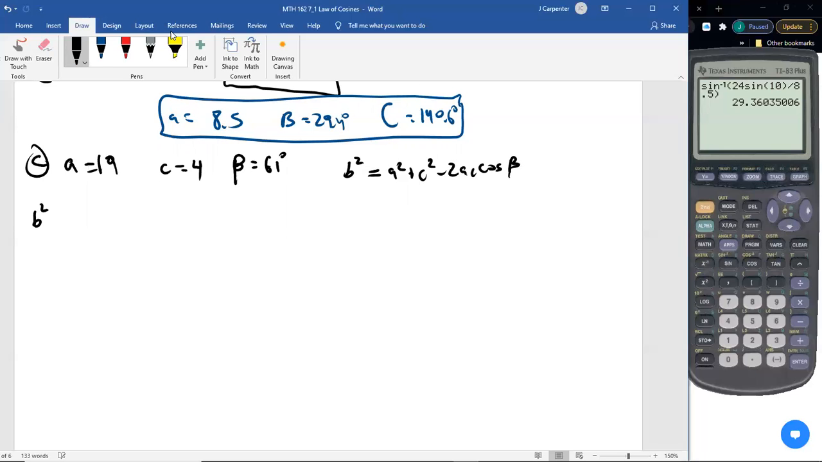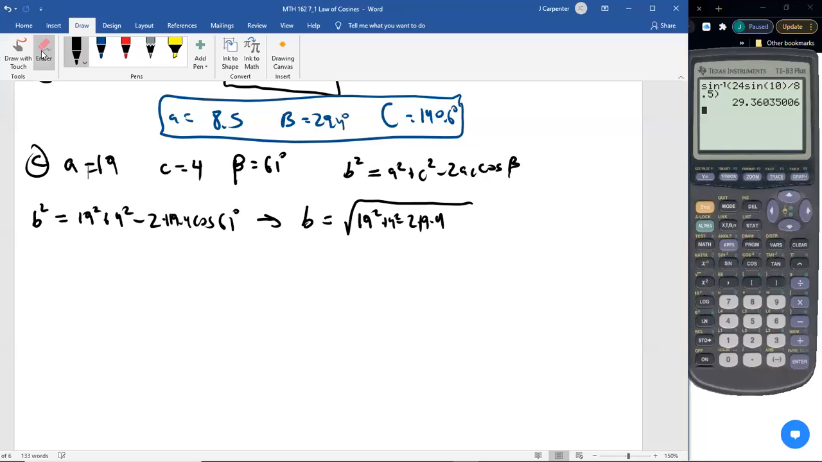So we get b squared. And some people will just say, can't I just go ahead and write b equals the square root of all of that? Yes, you can. I'm just being methodical. So 19 squared plus 4 squared minus 2 times 19 times 4 times the cosine of 61 degrees. Take the square root and you'll get b equals the square root of all of that. 19 squared plus 4 squared minus 2 times 19 times 4 cosine of 61 degrees.